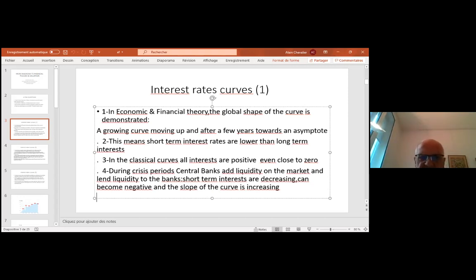Point 3: in the classical curves, all interest rates are positive, even if they are, in some cases, very close to 0.